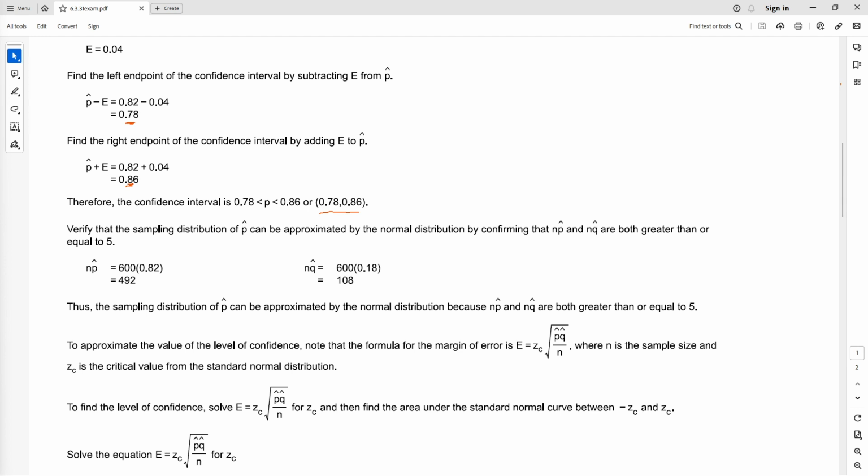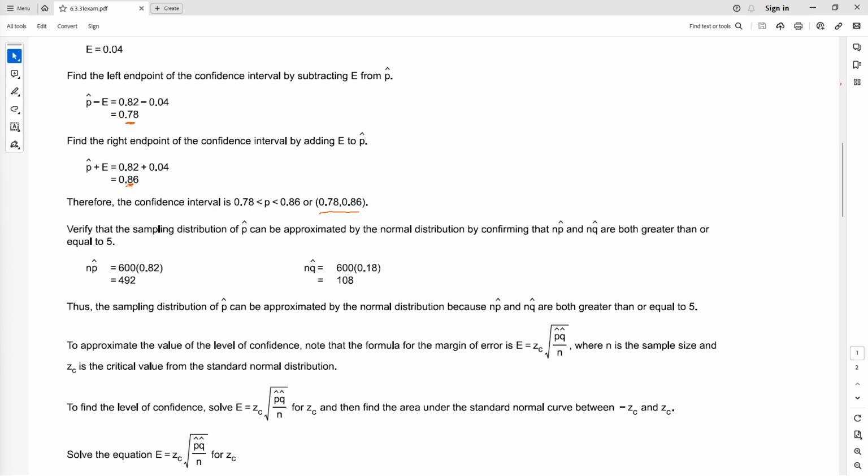Then it asks us to verify that a normal distribution can be used by seeing that n times p hat and n times q hat are greater than 5. So we multiply here. 600 times 0.82 is greater than 5, and 600 times 0.18 is greater than 5. So it has the properties of a normal distribution, because n times p hat and n times q hat are both greater than or equal to 5.